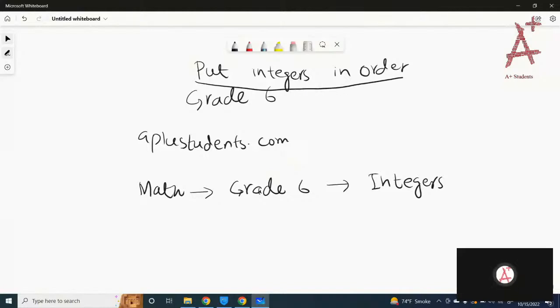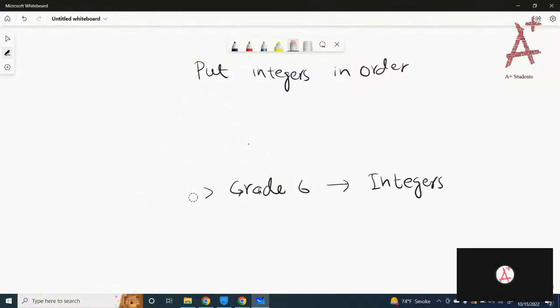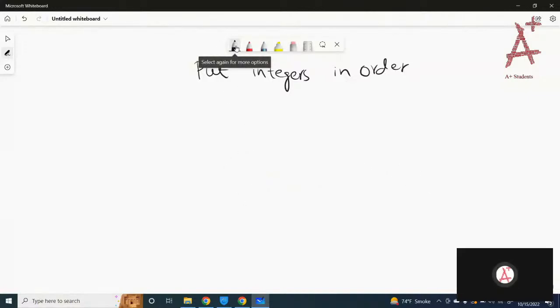Okay, let's start with the topic. Please make sure you have your notebook and pencil so that you can note down important points. Got it? Let's start with put integers in order. Let's start with example. Okay, put these integers in order from least to greatest, and the numbers are 3, 4, and 0. You have to write them from least to greatest.